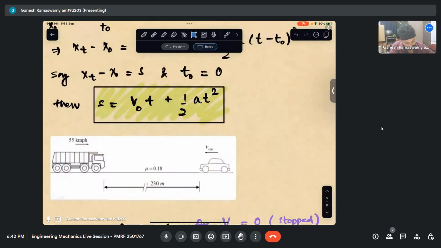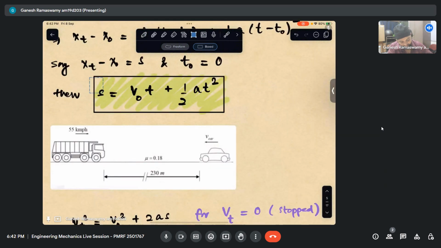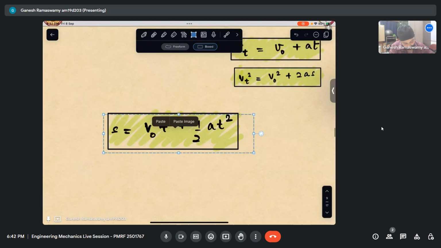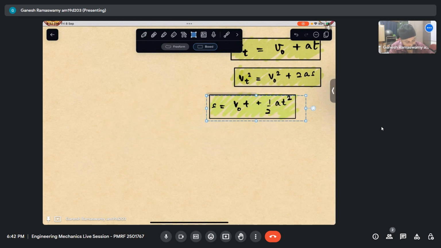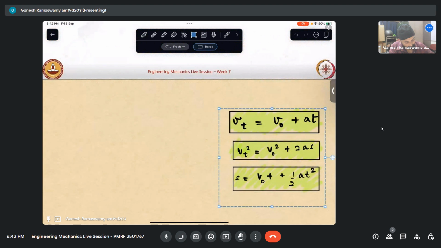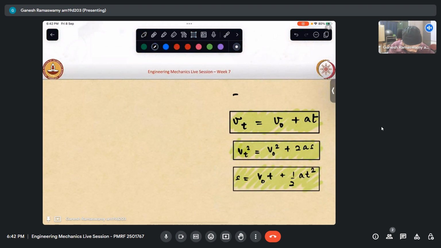And this is the third equation. So I have this as equations of motion for constant acceleration. We should never forget that.